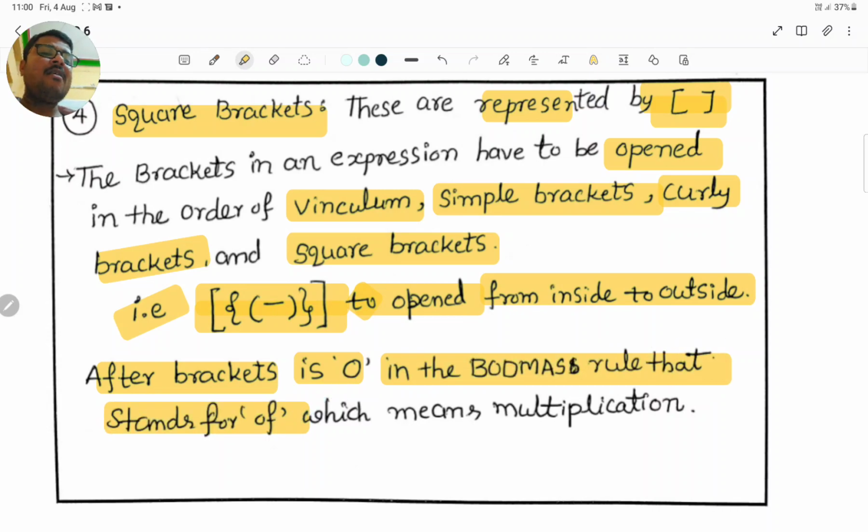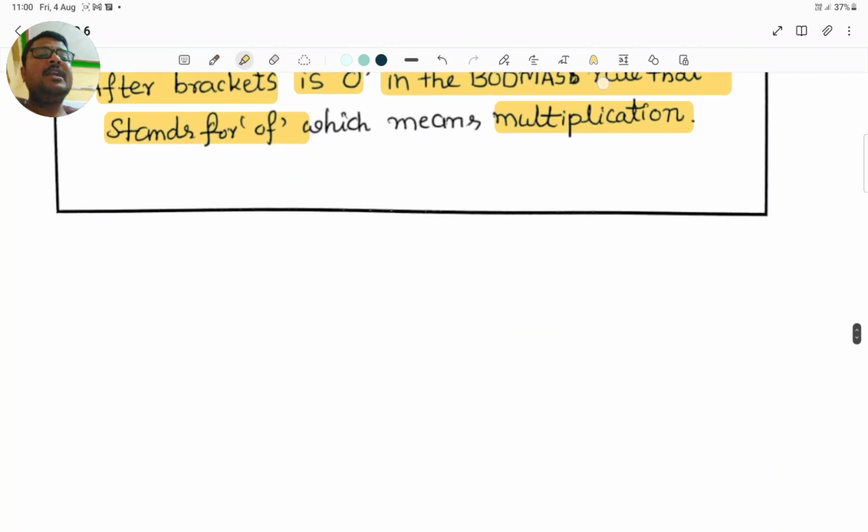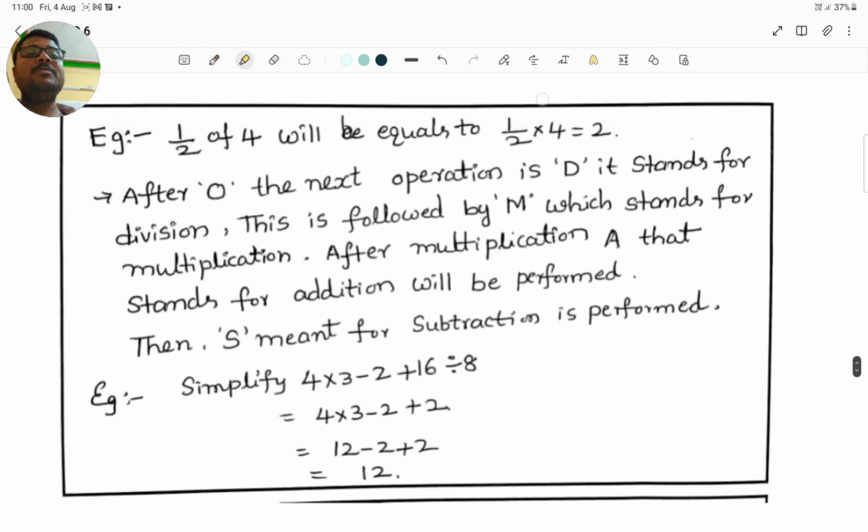O is nothing but what here? Of, which means multiplication only. BODMAS is the sequence of operations to simplify the problem. So in BODMAS, O represents what here? Of is nothing but multiplication. For example, 1 by 2 of 4 is nothing but 1 by 2 into 4, we will get 2 as the answer.